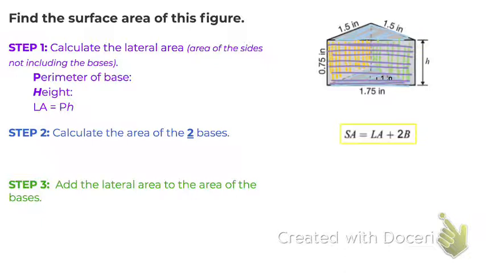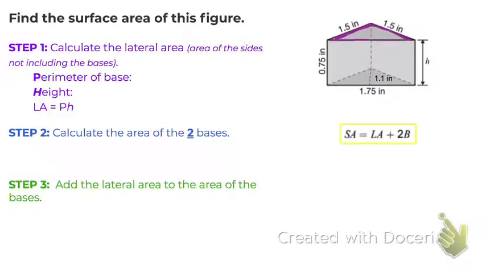A slightly quicker way is to use this formula, where we're going to find the area of those two identical bases, and then we're going to find the lateral area, which is the area of each of those other sides except for the bases. And then we add them together. So first let's use this formula to find the lateral area, which is the perimeter of one of the bases times the height. So if we look at the top one, we see this is 1.5 and this is 1.5.